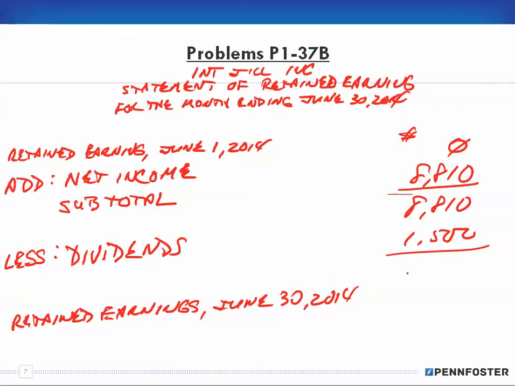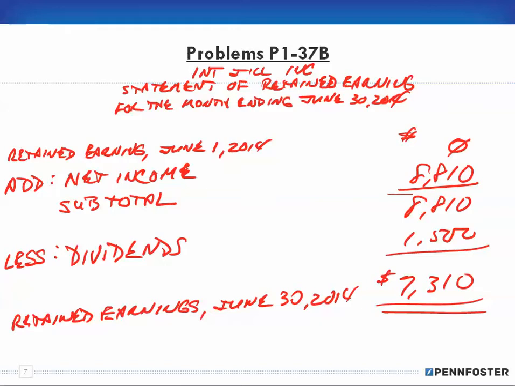So 8810 less our 1500 in dividends means we have a total of $7,310. That's our retained earnings as of June 30th, our ending retained earnings. And we draw a double underline to show that's the end of the calculation. So that's it for the statement of retained earnings.